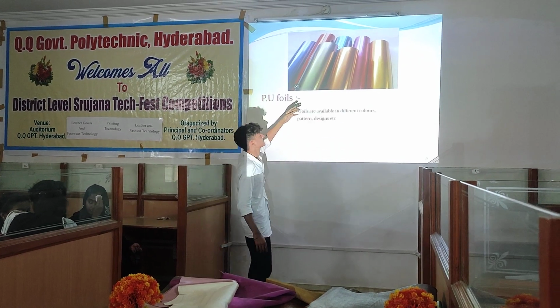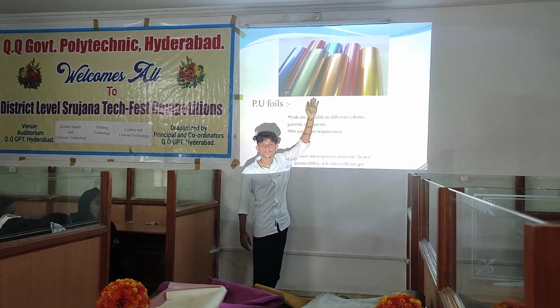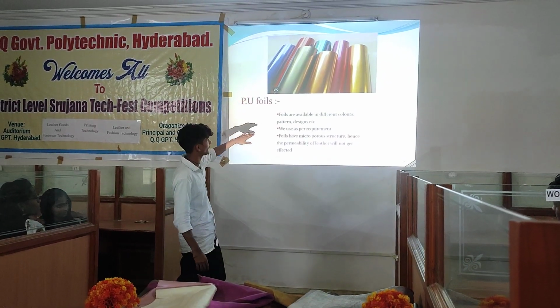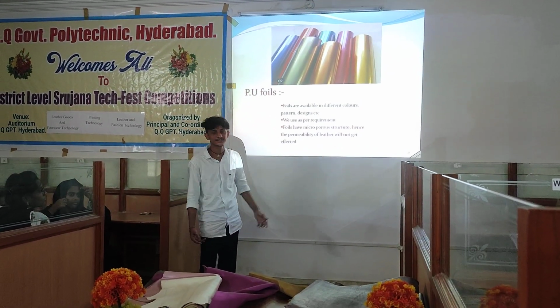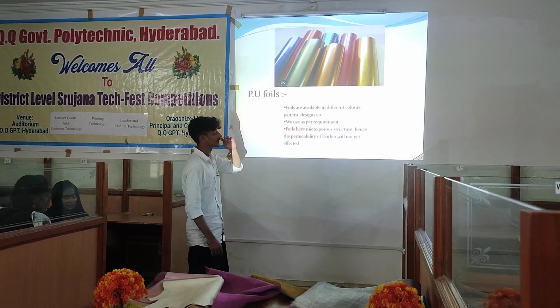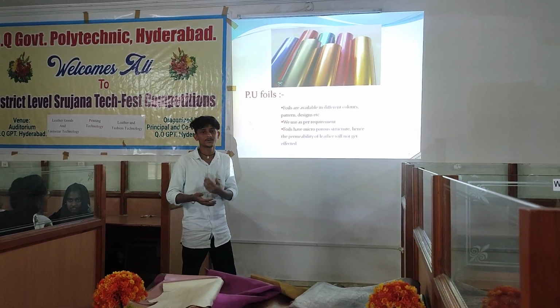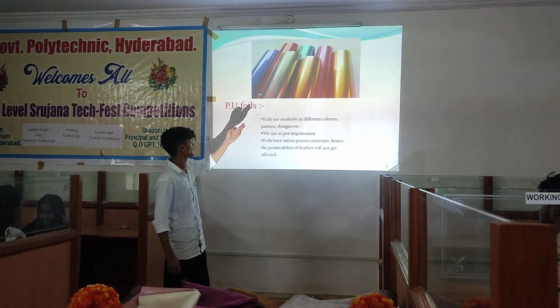Here we can see the foils, different types and different colors of foils. Then PU foil. PU means polyurethane foils. Foils are available in different colors, patterns and designs. They are used as per requirement. If you want different colors as you require, you can use the different types of foils.